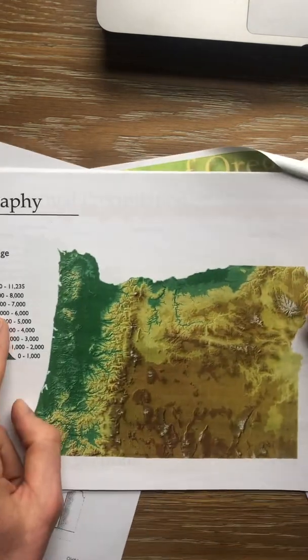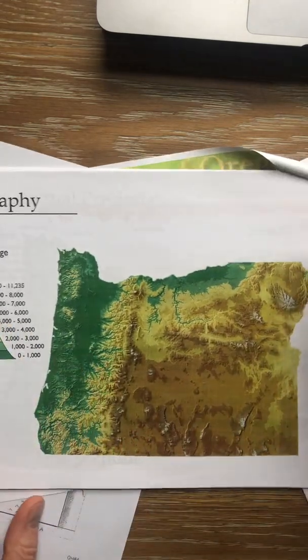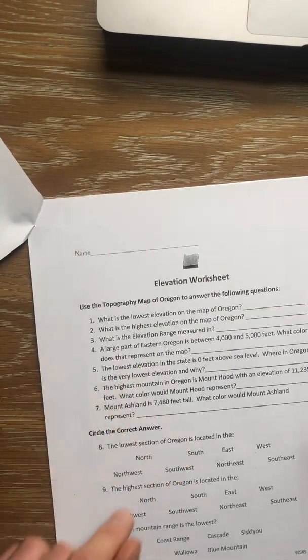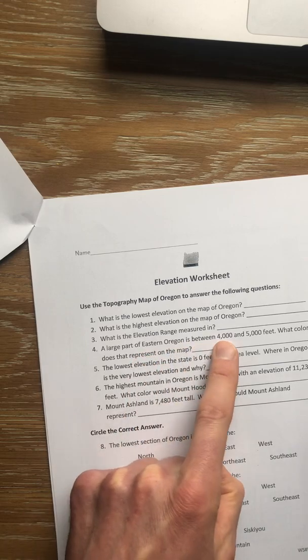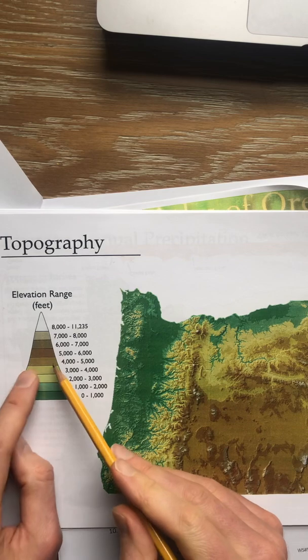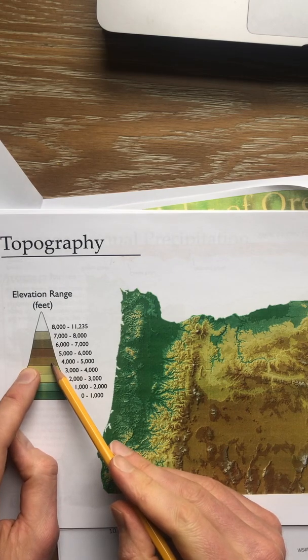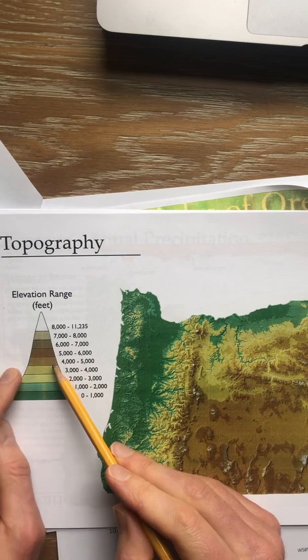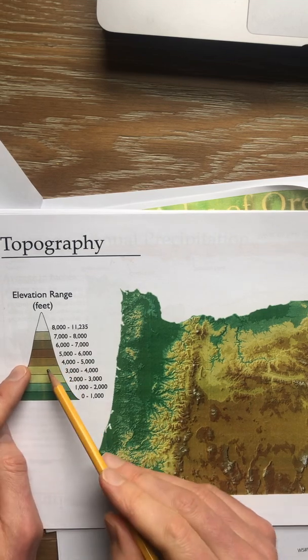So as you look at this, you could be looking at this too, when they talk about things like the color, they say, what color does that represent on the map? Eastern Oregon is between 4,000 and 5,000. That's where you look at this and you find 4,000, 5,000, and it's that kind of color. And if you have a colored pencil that matches that, or a crayon, try to draw it. But you can also just label it. You can be like, yeah, it's kind of like a brown. It's like an orangish brown.